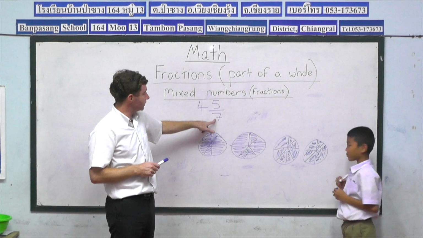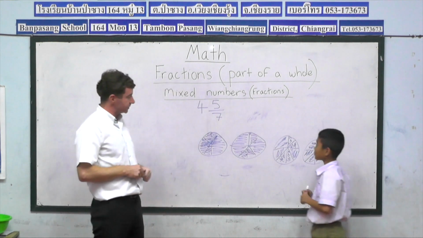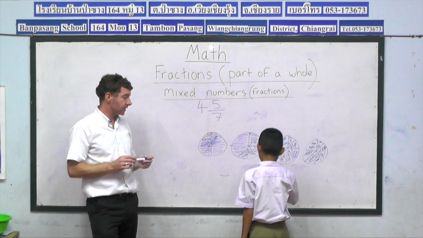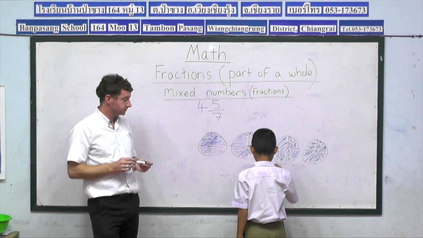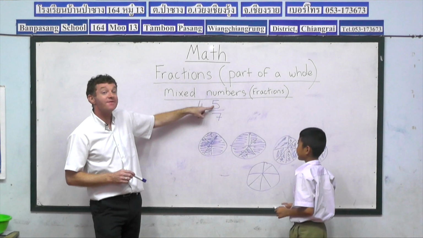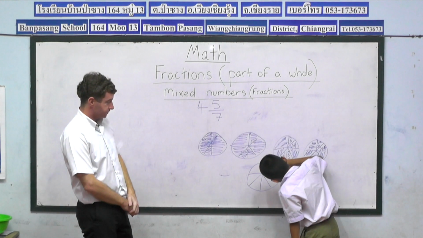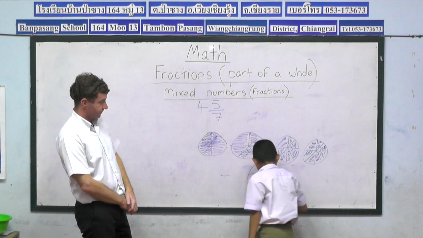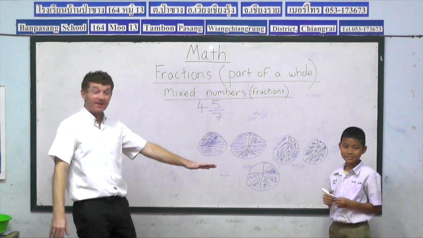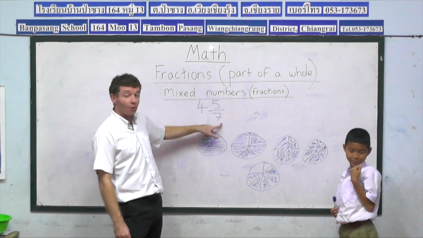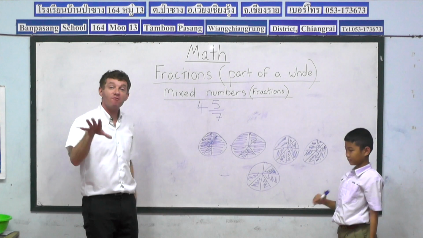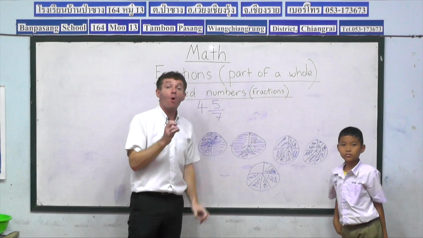Next, we need the circle with our fraction. So Bang Pon, one more circle here, please. How many parts? Seven. So let's have seven parts again. Perfect. But this time, for the fraction, how many parts in blue? Five, yes. So only five parts this time. Excellent, Bang Pon. You see, so following our mixed number, four and five over seven, we have one, two, three, four whole circles, and then the fraction circle, five over seven.